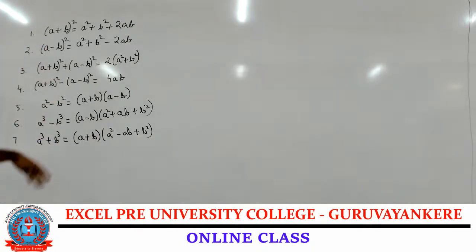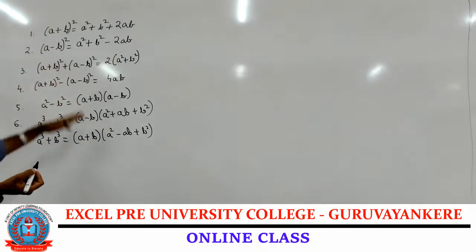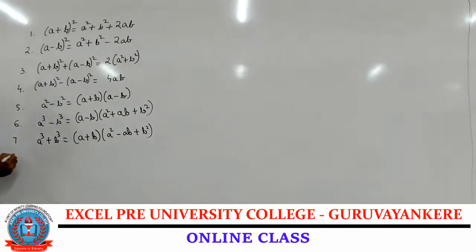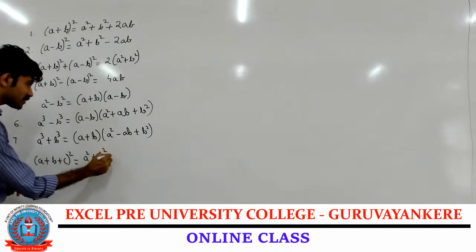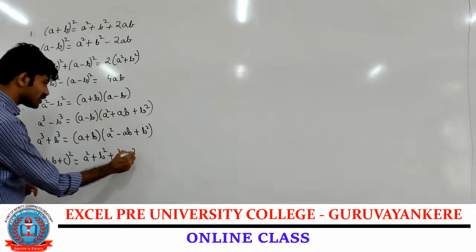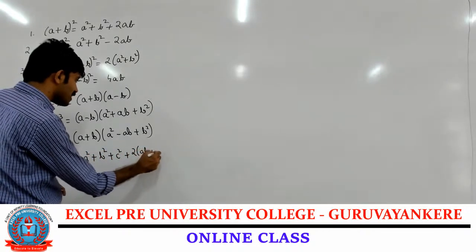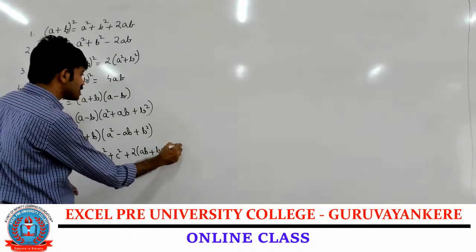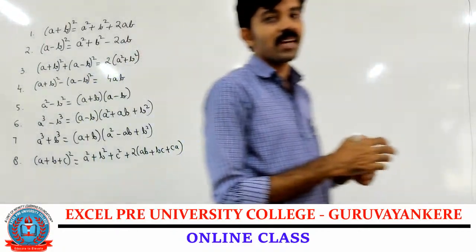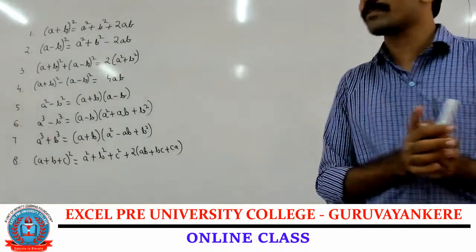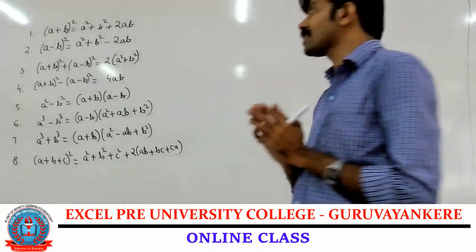Please write all these formulas. Make it a habit of writing all the formulas daily once. Basic algebraic identities. 8th one, (a plus b plus c) the whole square. This is a square plus b square plus c square plus 2 times (ab plus bc plus ca).